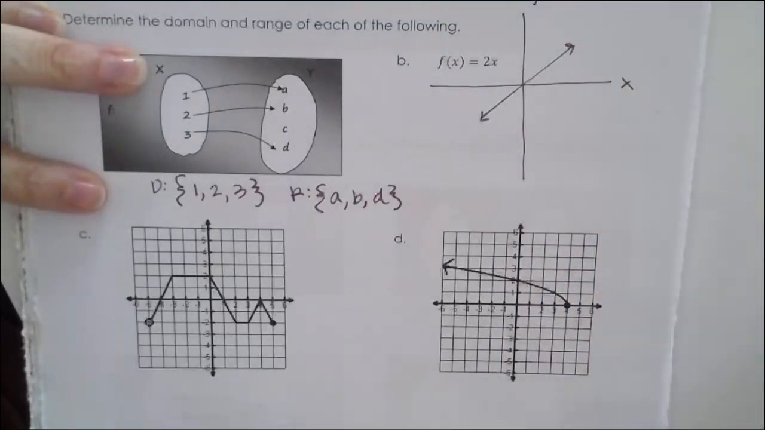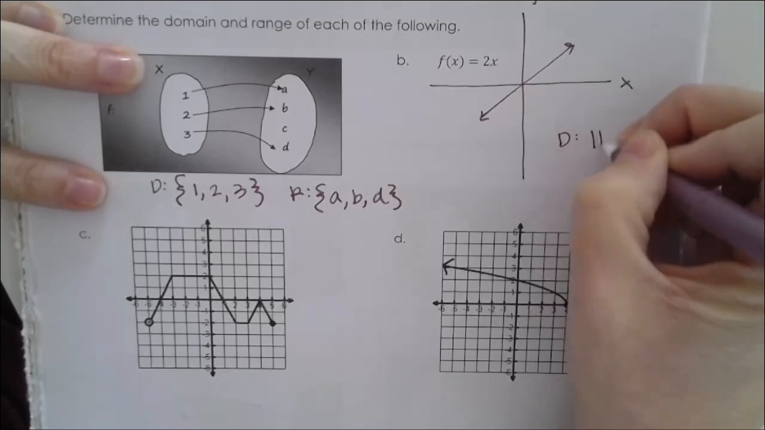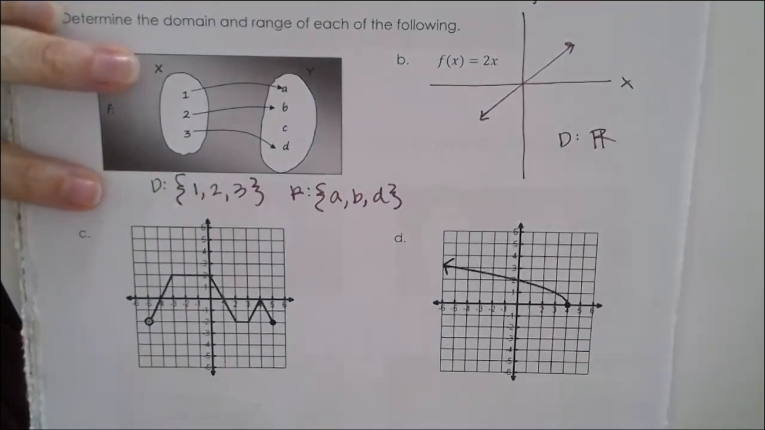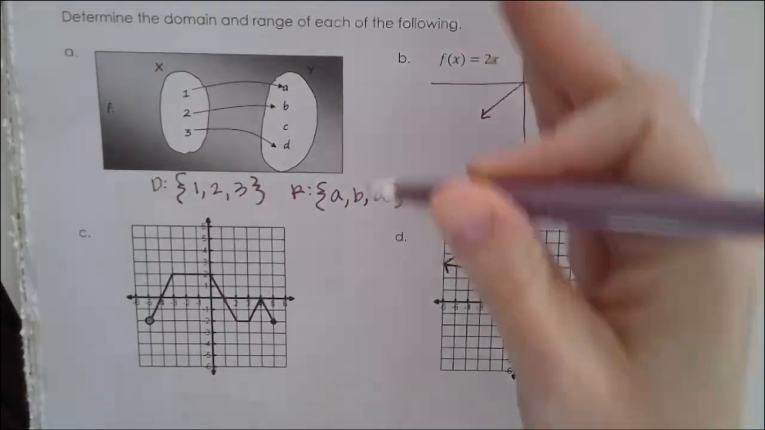So you can write that as all real numbers. You could write out the words. You can do the symbol for all real numbers like this. You can write negative infinity to positive infinity as an interval if you would like as well. Range, those are their y values. Those go up and down.